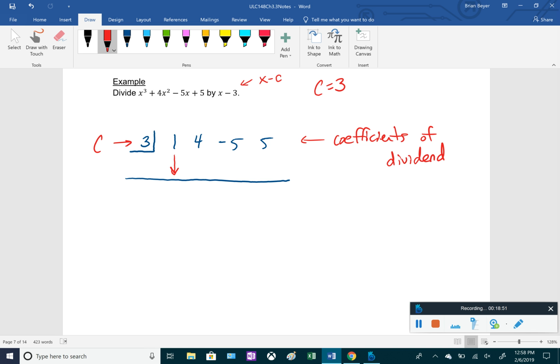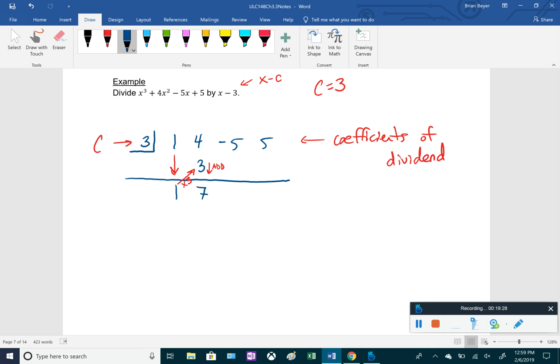So what we do is first, we're always going to bring down that first coefficient and put it right here. What we're going to do is we're going to multiply that c value by this number down here that we dragged down, and we're going to put the result right here. So this is going to be 1 times 3. 1 times 3 is 3. We're then going to add down. 4 plus 3 is 7.